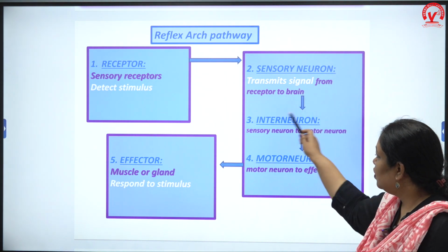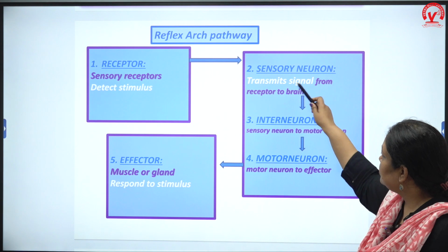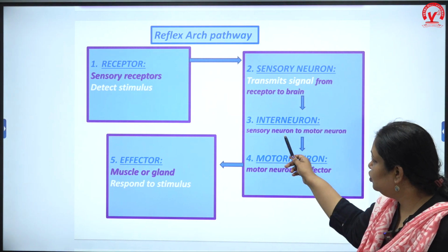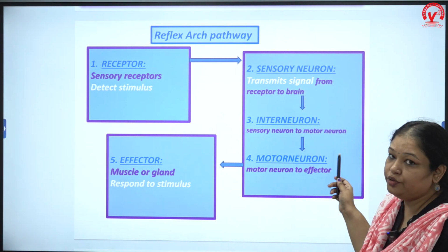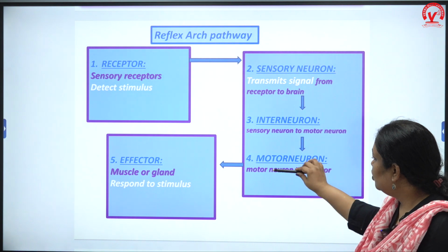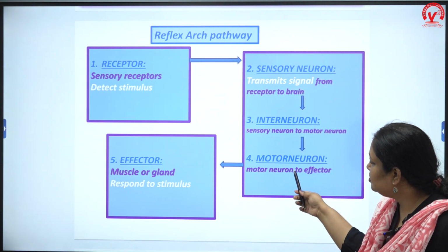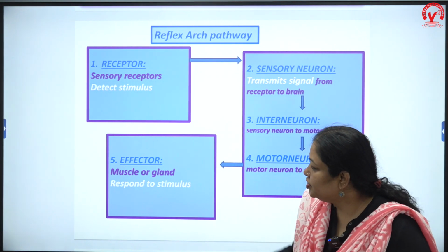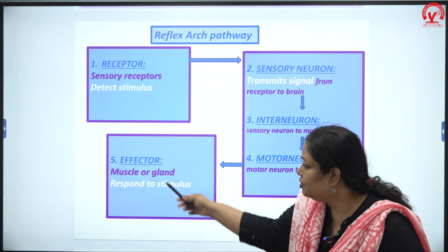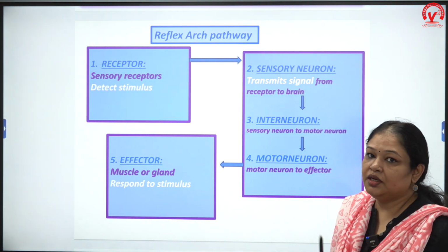The interneuron, what does it do? It transmits the signal from the sensory neuron to the motor neuron. And the motor neuron, what it does is, from the motor neuron, the signal is taken to the effector. Which is the effector? It is either a muscle or maybe the skin or the gland.